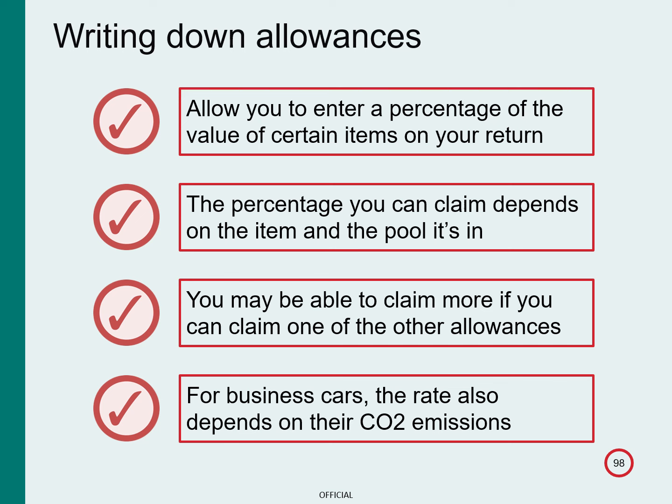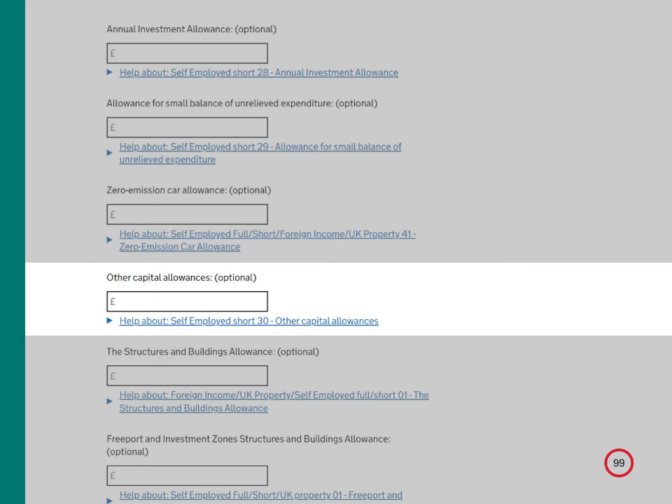You may be able to claim more if you can use one of the other capital allowances. For example, annual investment allowance, 100% first year allowances, or temporary first year allowance. For business cars, the rate also depends on their CO2 emissions. Writing down allowances are entered in the Other Capital Allowances box.